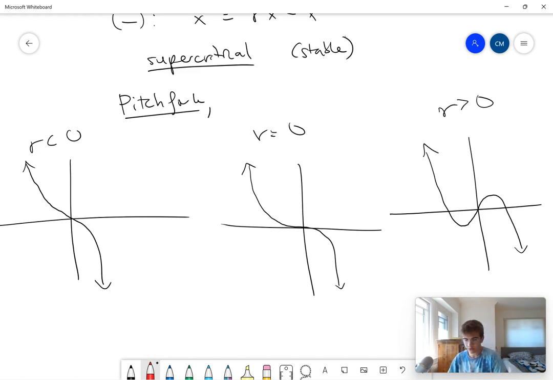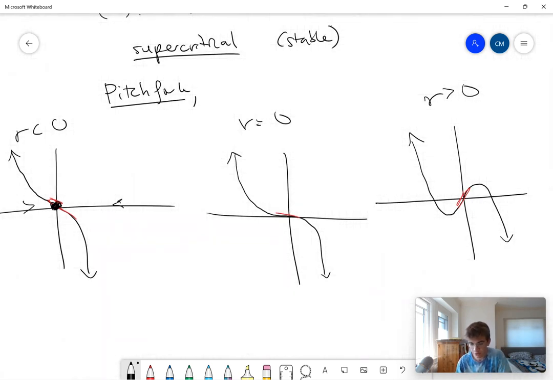So I can think about the effect of changing r as essentially thinking about the tangent line at the origin and just rotating that tangent line. And the slope of that tangent line is precisely r. So when I have a negative slope at the origin, then I'm only going to have the trivial root to my cubic equation here, and it's going to be globally stable, okay?